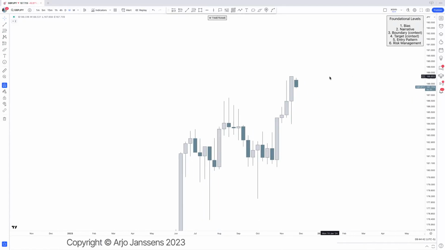All right. So first of all, let's recap quickly what we went over. The first video started off, of course, with PD arrays. They are the basis of everything. It starts with PD arrays. They create the foundational levels.